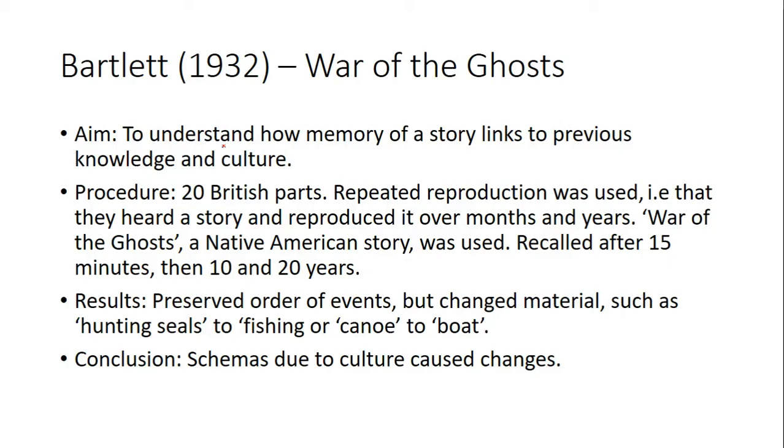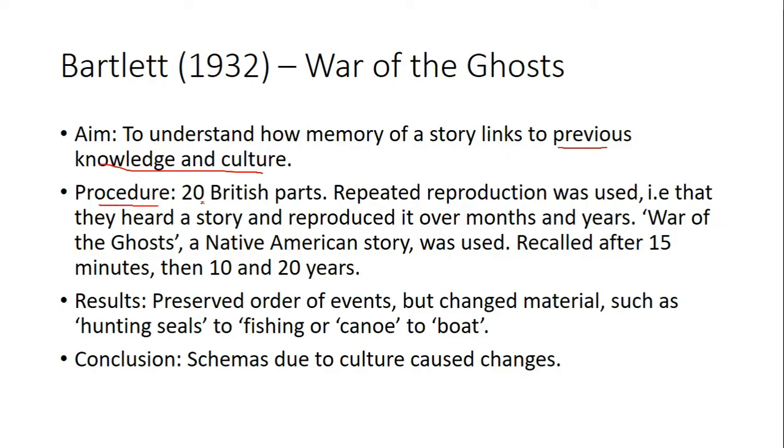So, War of the Ghosts. This is Bartlett's study. Your teacher might have tried to do something about repeated reproduction. They might have explained it in a convoluted way. If I'm going to be really honest, it was explained in a convoluted way to me, so this hopefully should help. The aim was to understand how memory of a story links to previous knowledge and culture. So, a schema is built on knowledge and culture, previous knowledge and culture.